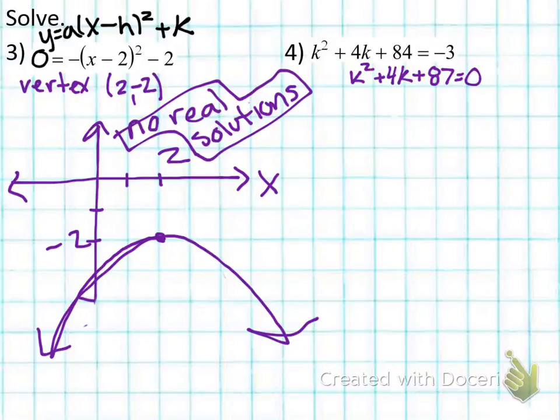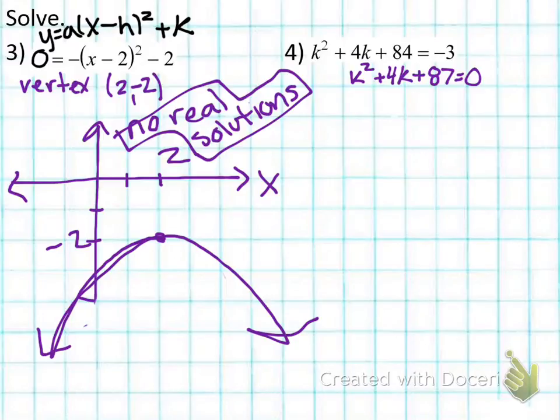I could try Xbox, but if you try that, you would see that I can't factor the 87 in a way that would add to 4, so Xbox isn't the best way to move forward here. The next thing I would want to try is either completing the square or quadratic formula. Either one would be fine here.